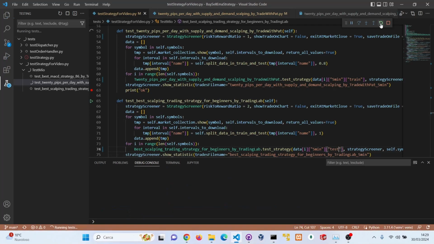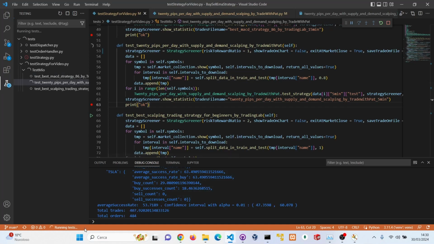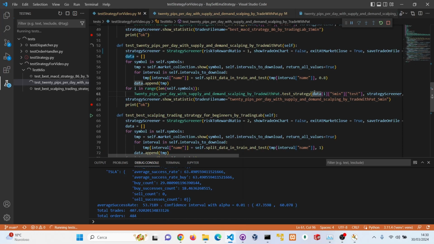So let's run again. Oh, sorry, I ran the wrong strategy. Okay, let's see. So we would have a 53.7 average success rate. This is the graph of the balance. So you would have made some profits, and that's it. This is the final version of the strategy.